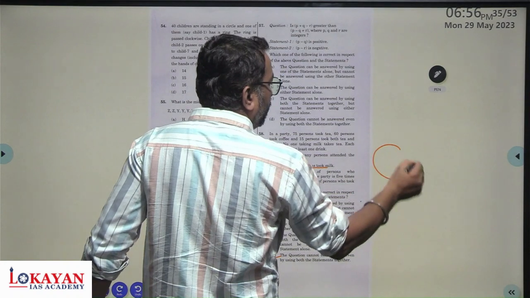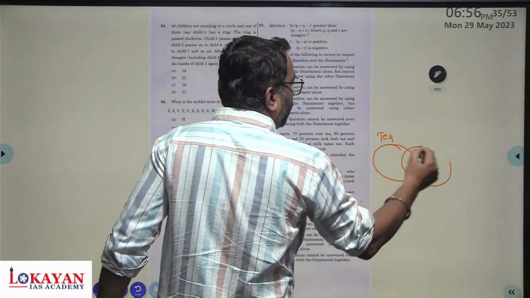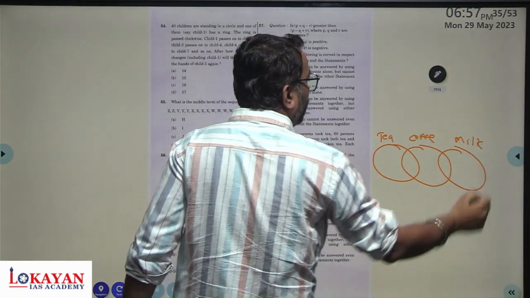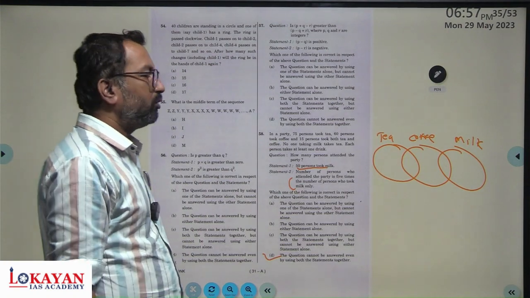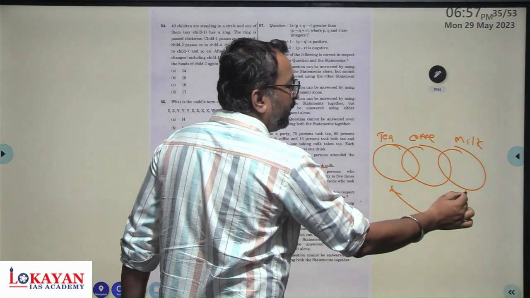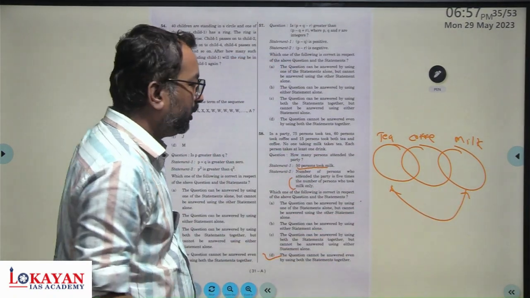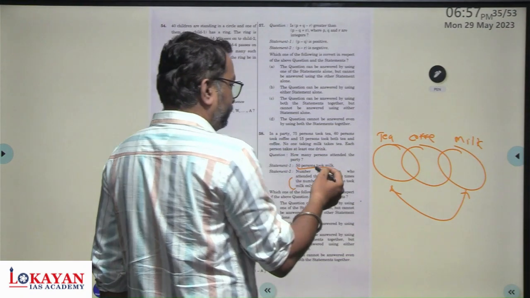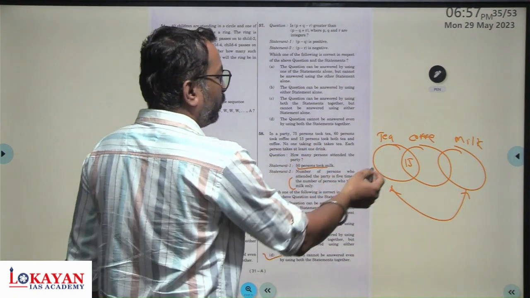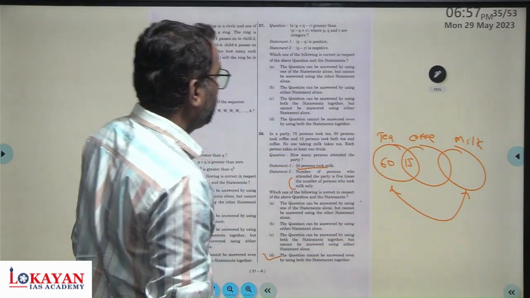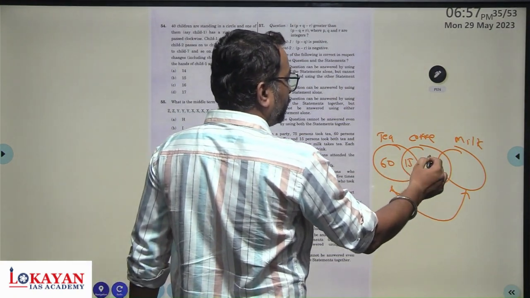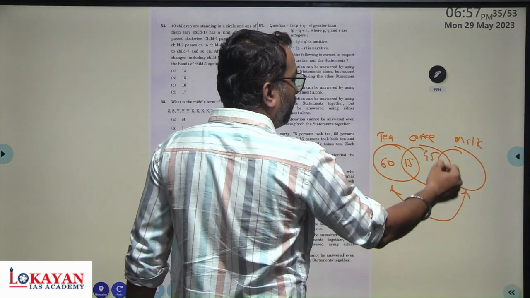Because see, tea, coffee, and there might be some people or might not be, we're not sure, but it is not explicitly said. They have said only that those who take milk do not take tea. So that circle is separate, right? Now see, how many take tea? A common 15. 75 persons took tea, so here it will be 60. 60 persons took coffee. If I subtract 15 from 60, how many will it be? 45. And the total milk drinkers are 50.